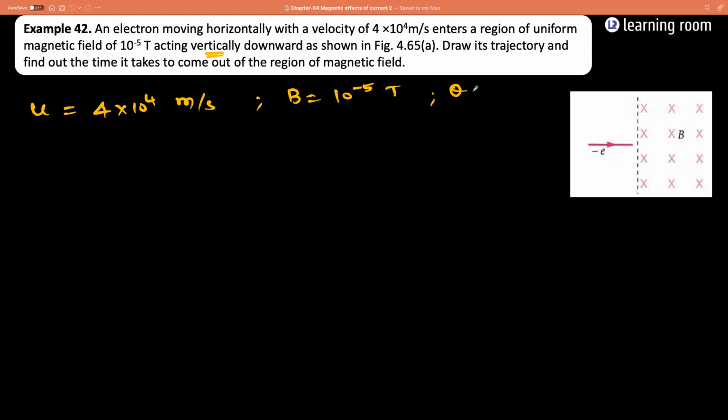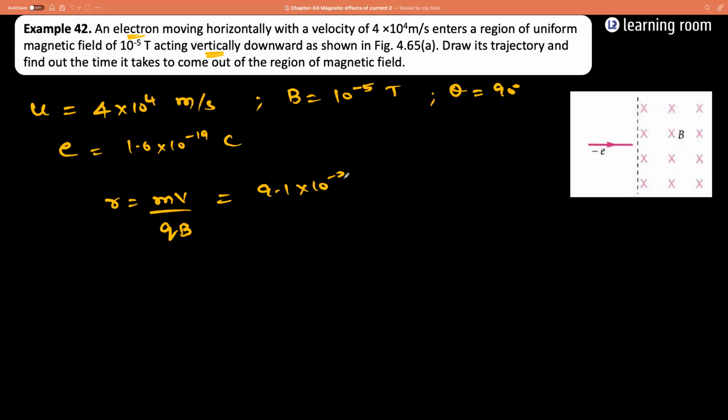Theta is equal to 90, and it is an electron, so indirectly the charge is given, which is 1.6 into 10 power minus 19 coulomb. What is going to be the radius of the circular path? It is going to travel in a circular path, because it is projected perpendicular. So R is equal to mv divided by qB. Mass is 9.1 into 10 power minus 31, into v which is 4 into 10 power 4, divided by q which is 1.6 into 10 power minus 19, into B which is 10 power minus 5.